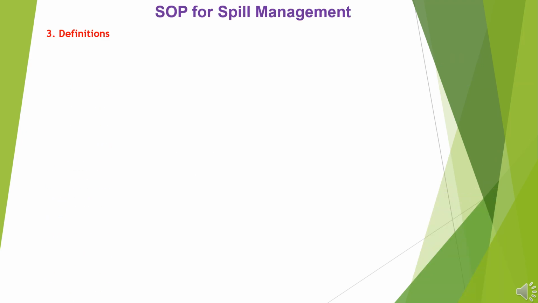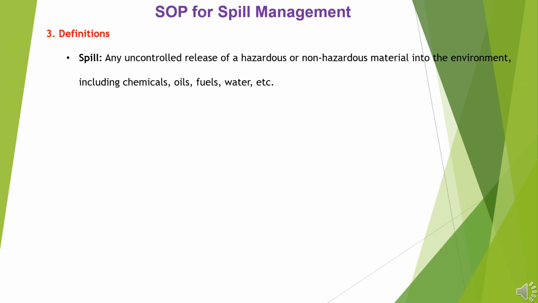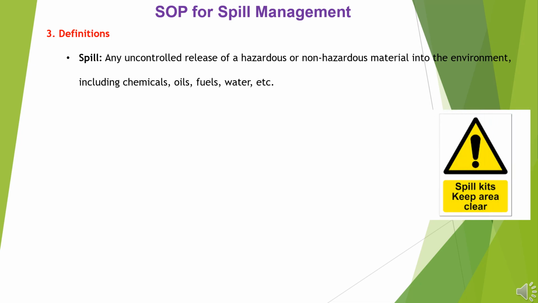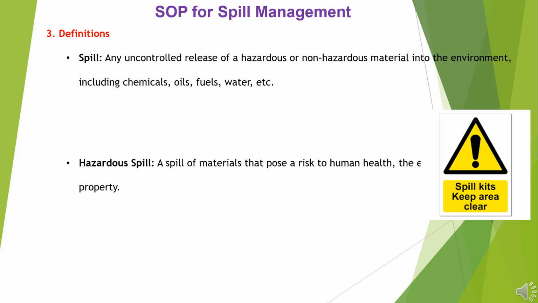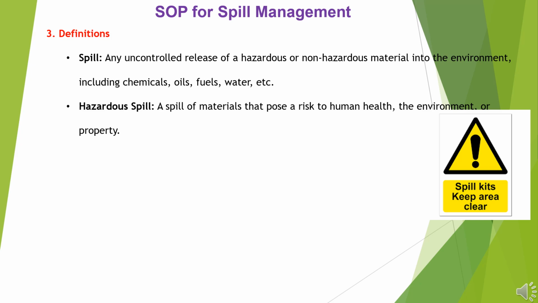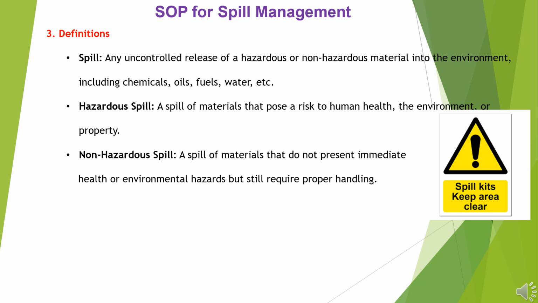3. Definitions. Spill: any uncontrolled release of a hazardous or non-hazardous material into the environment, including chemicals, oils, fuels, water, etc. Hazardous spill: a spill of materials that pose a risk to human health, the environment, or property. Non-hazardous spill: a spill of materials that do not present immediate health or environmental hazards but still require proper handling.